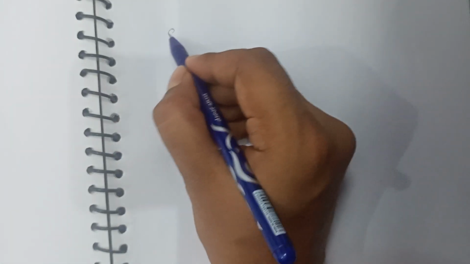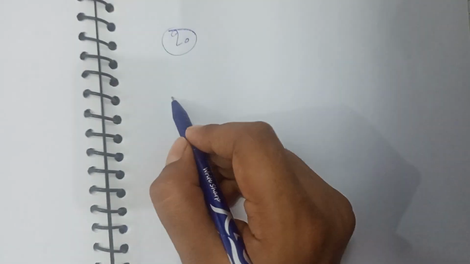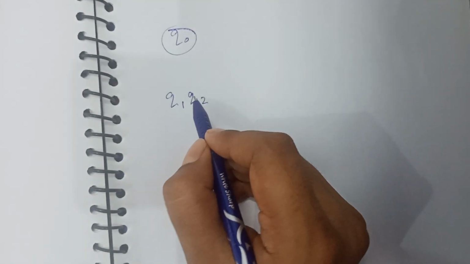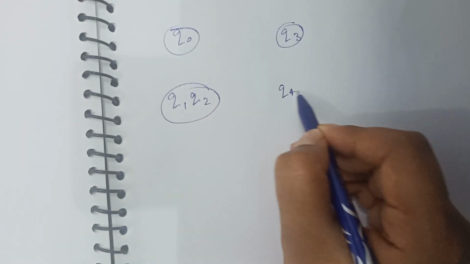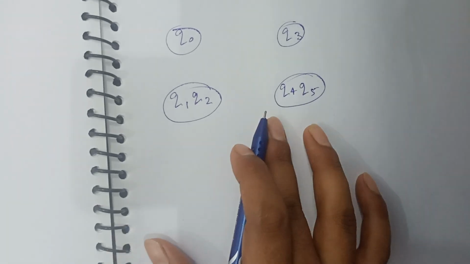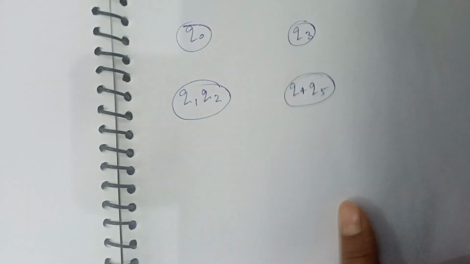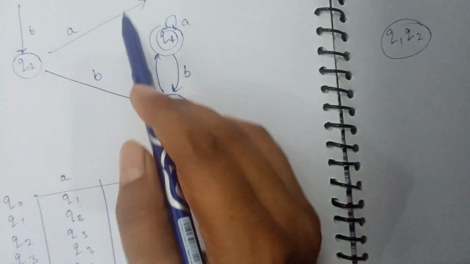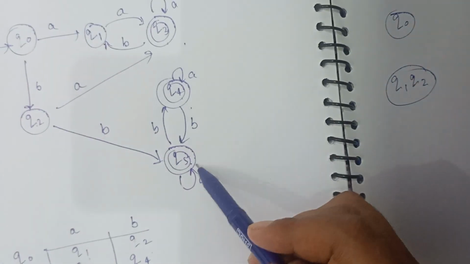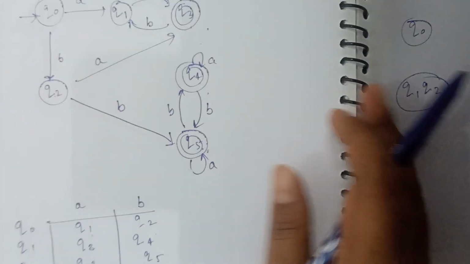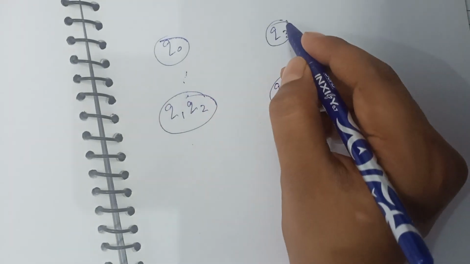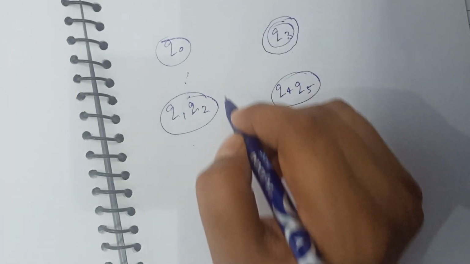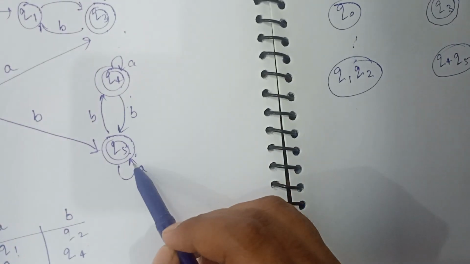Okay, so for these 4 states we will make a DFA. First we will write Q0, then Q1 and Q2, then Q3, then Q4 and Q5. Now first of all we will double circle the final states. Let's see which are the final states. Q3, Q4 and Q5 were the final states. Q0, Q1, Q2 will remain the initial states, but Q3 was a final state, so we will double circle it to represent the final state. And Q4 and Q5 are also final states.